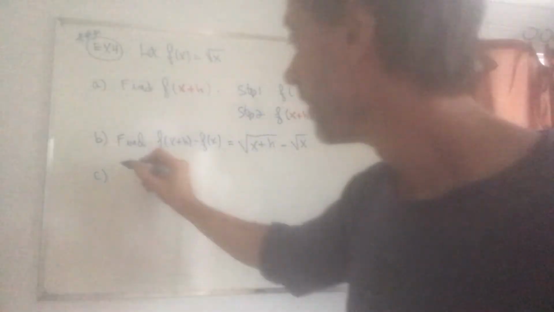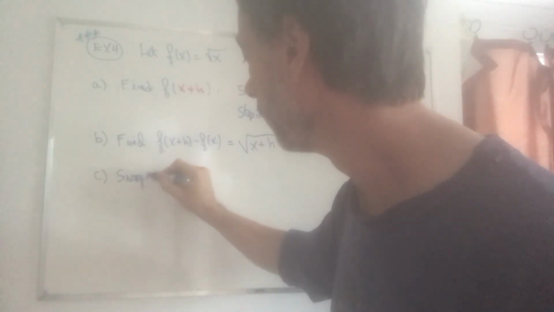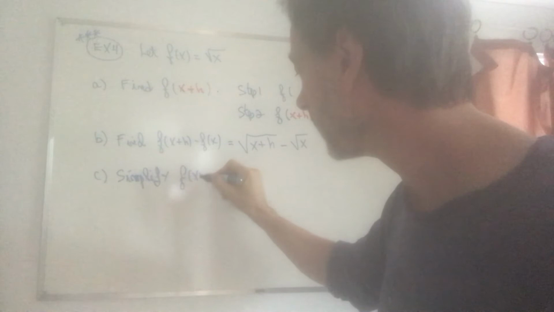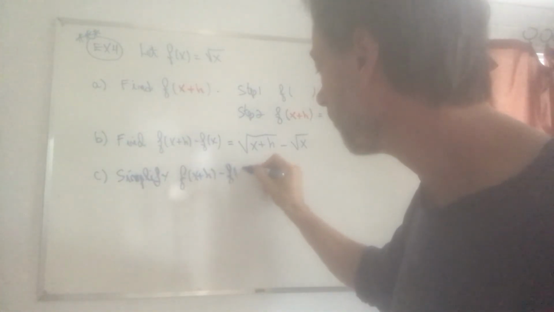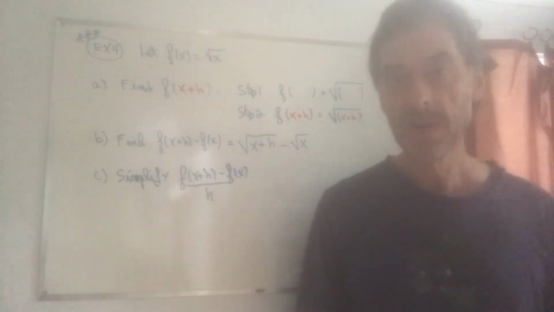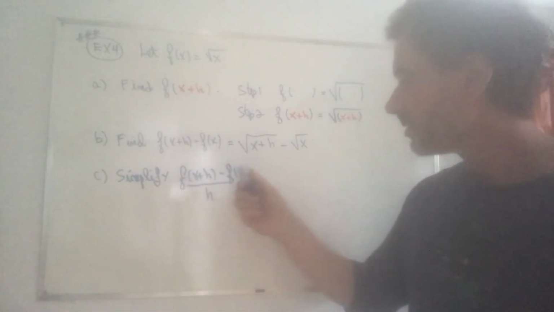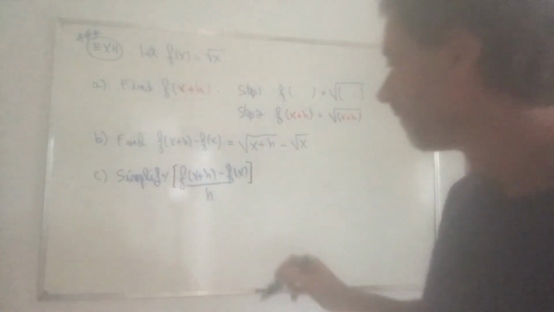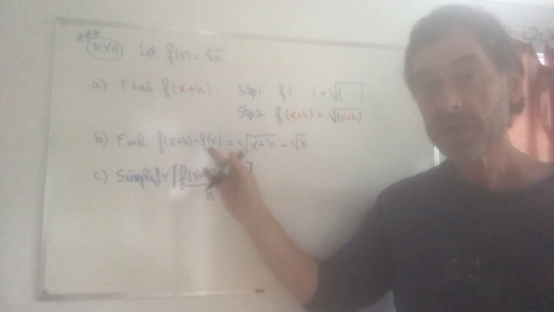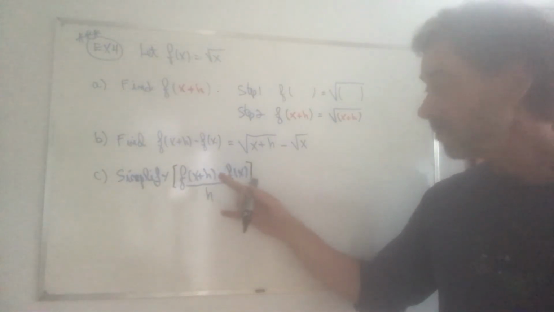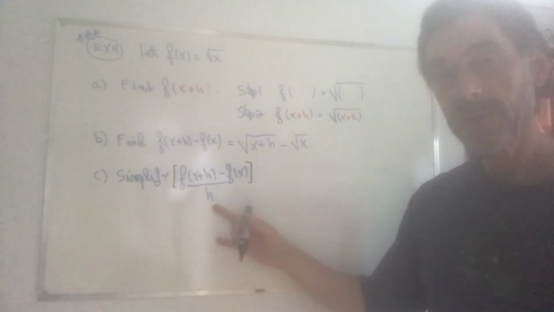C. Simplify the expression f of x plus h minus f of x over h. All right, one last effort. F of x plus h minus f of x over h. Notice that the numerator we already calculated in b, right? F of x plus h minus f of x. In b, what did we get? Root of x plus h minus root x. So this is just root of x plus h minus root x divided by h.